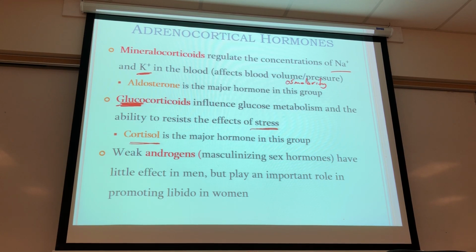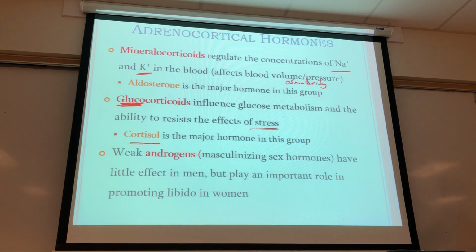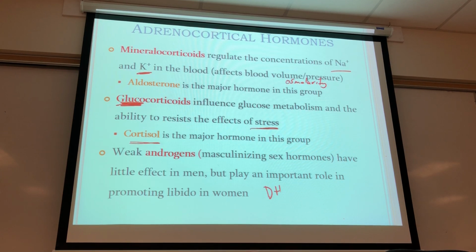And then lastly, we'll take a look at our weak androgens. We won't even really talk much about weak androgens, but these are masculinizing sex hormones. Testosterone being the biggest one in men, but women also have the same androgens. These are produced by the adrenal cortex. And one of the common ones on here is one called DHEA, which I can't remember what this is used for.